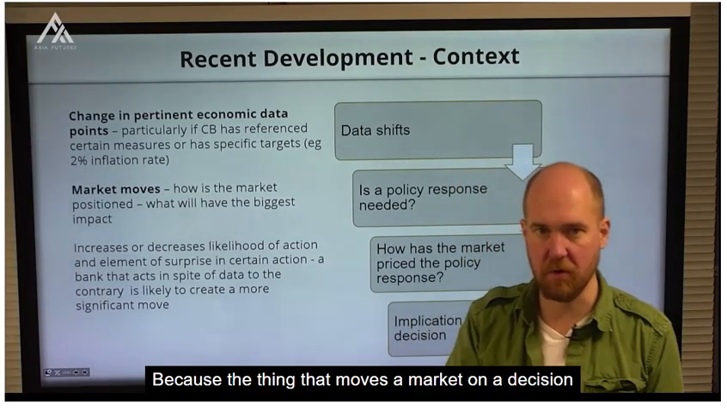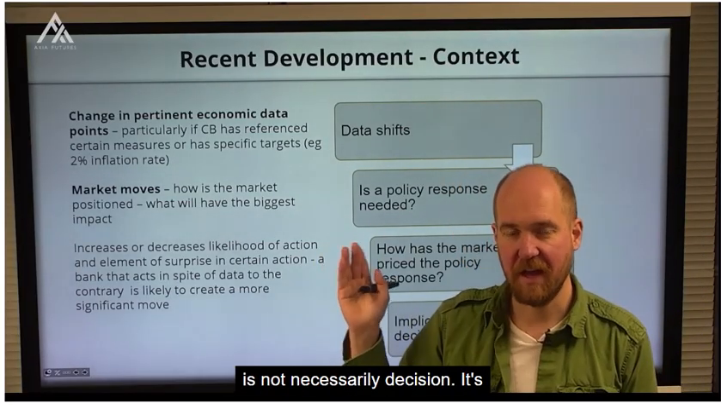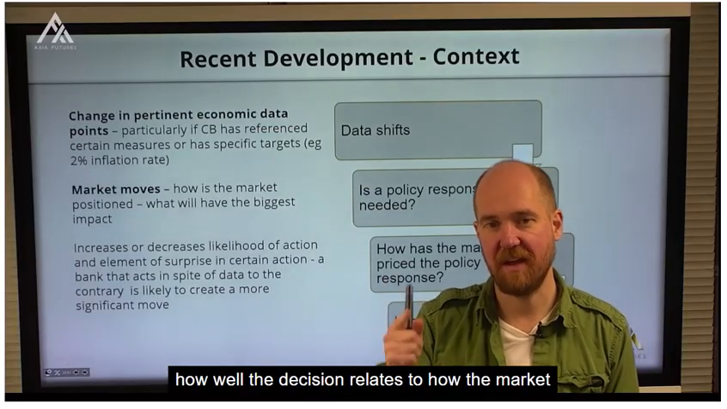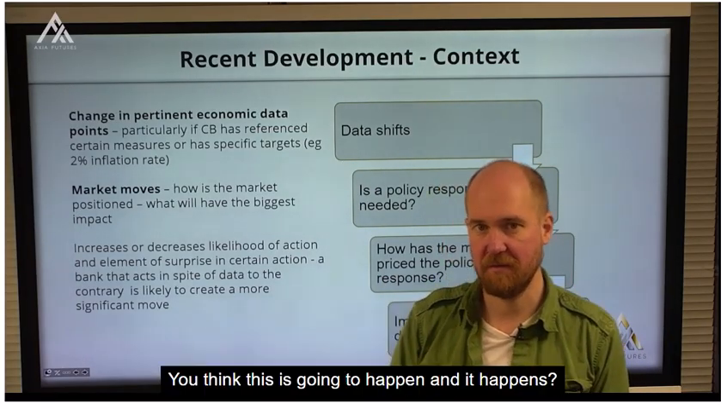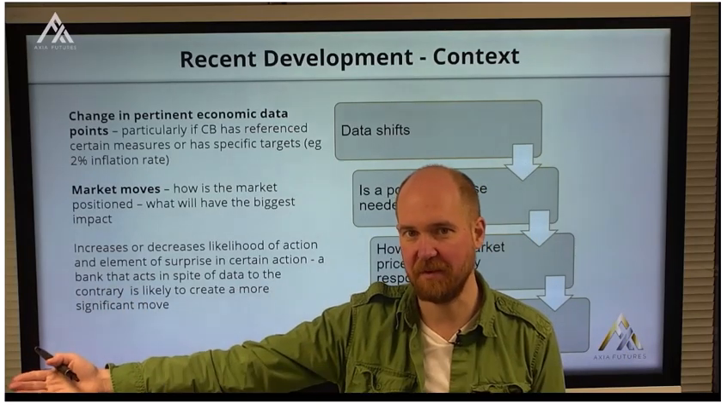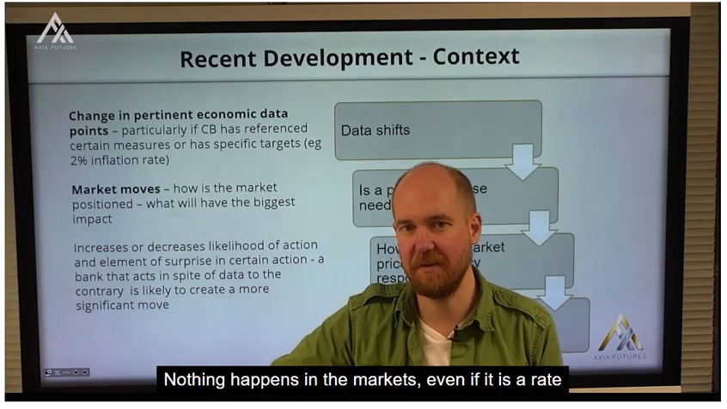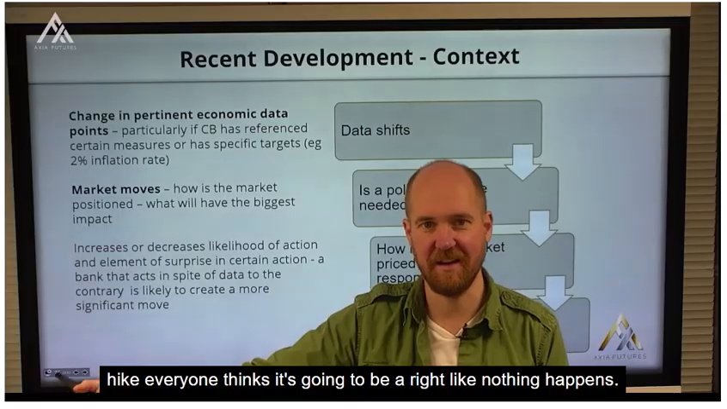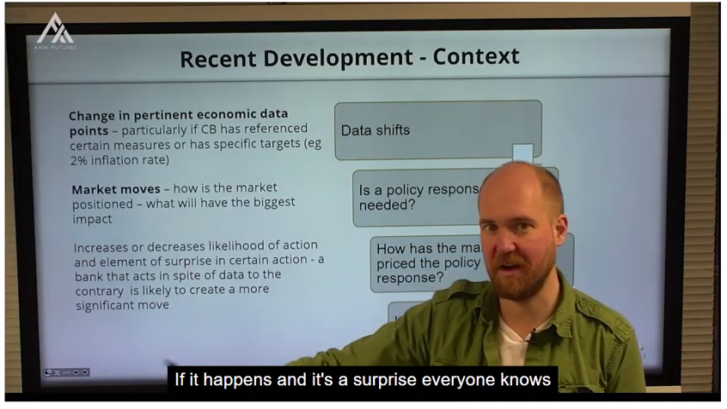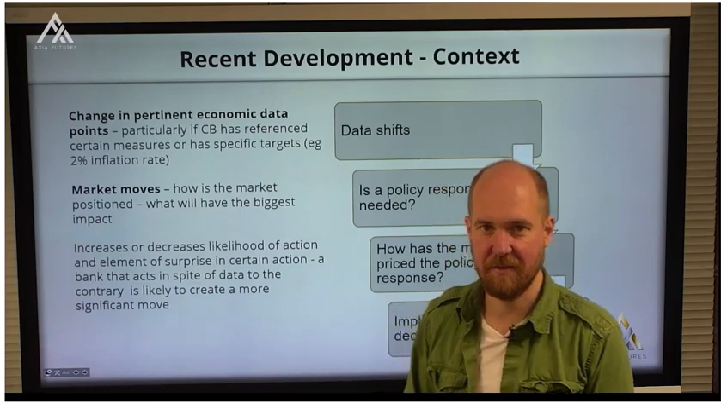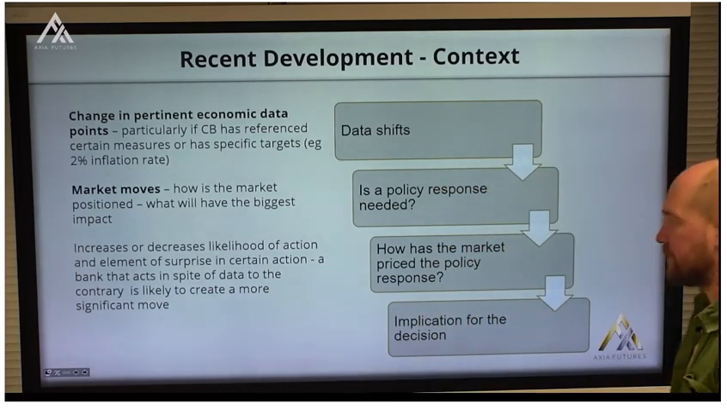Because the thing that moves a market on a decision is not necessarily the decision, it's how well the decision relates to how the market has already priced it. If you think this is going to happen, and it happens, nothing happens in the markets. Even if it is a rate hike, if everyone thinks it's going to be a rate hike, nothing happens. If it happens and it's a surprise, everyone now needs to readjust. That's what you're trying to get at.